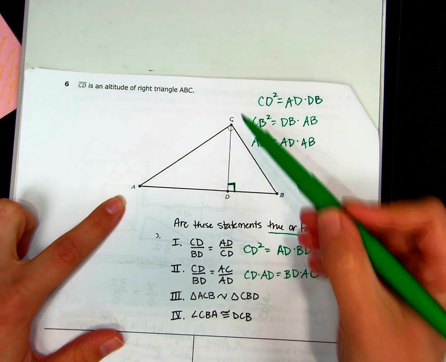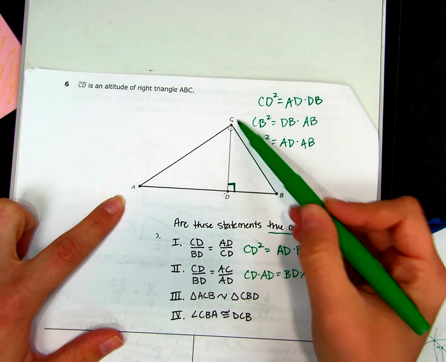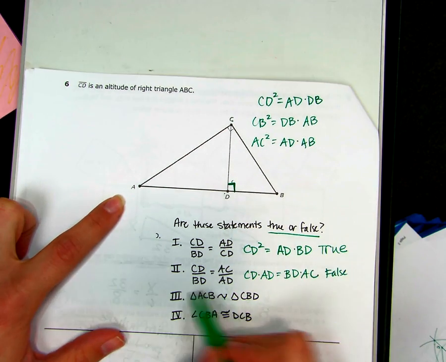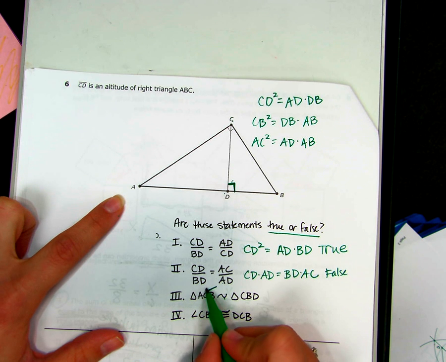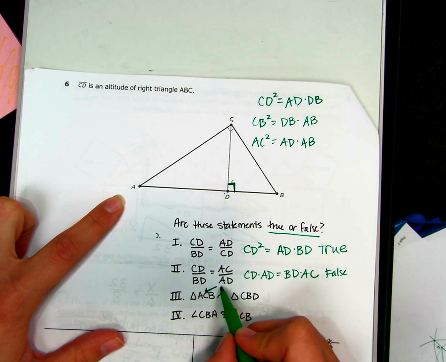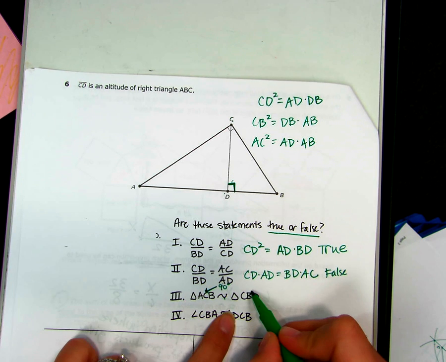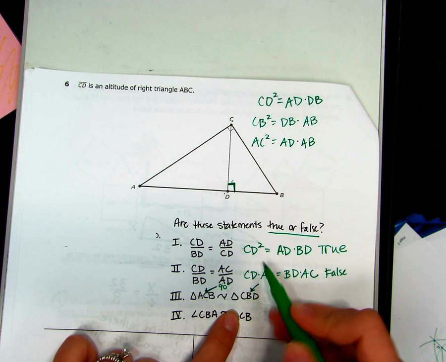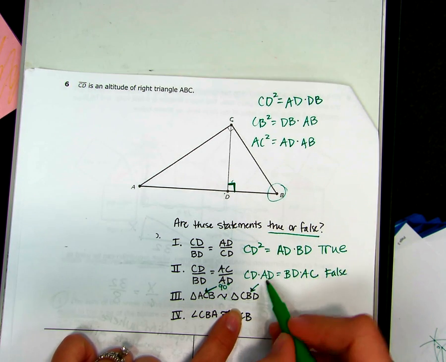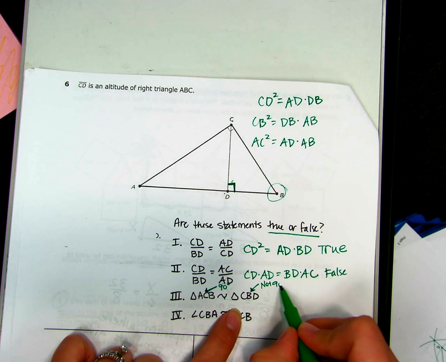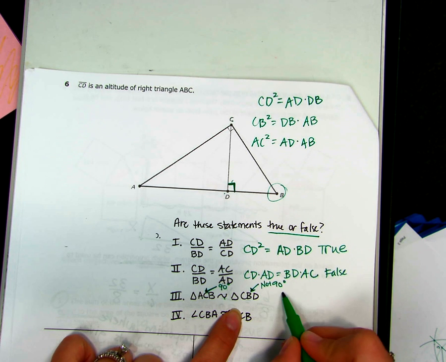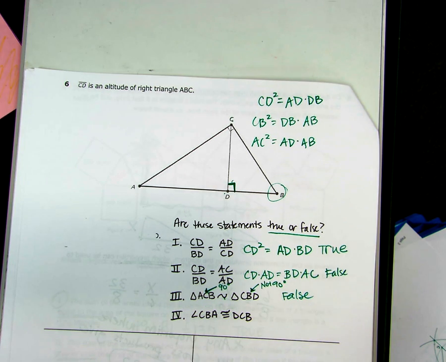ACB is similar to CBD. Well, in this first one, that C is a right angle, isn't it? That C is 90 degrees. So my letters have to be in the right order. So that means that B has to also be a right angle. But if I look at B, it is definitely not 90 degrees. So that leads me to believe that this is a false statement.